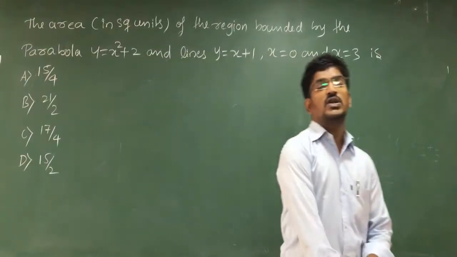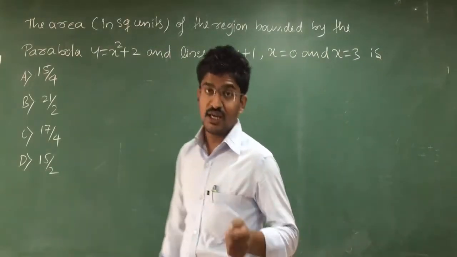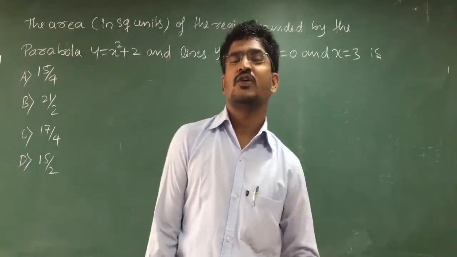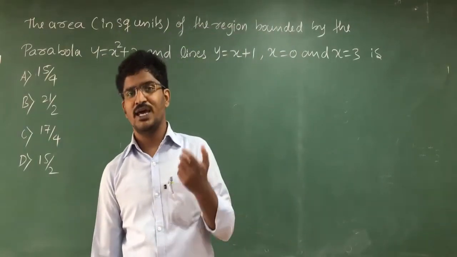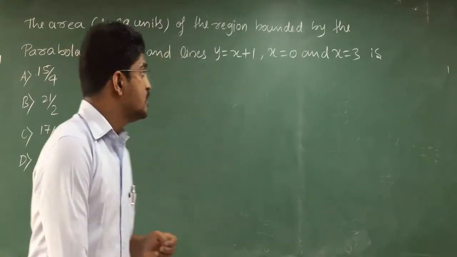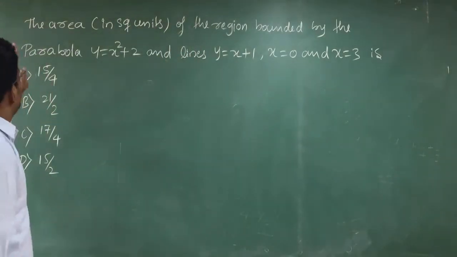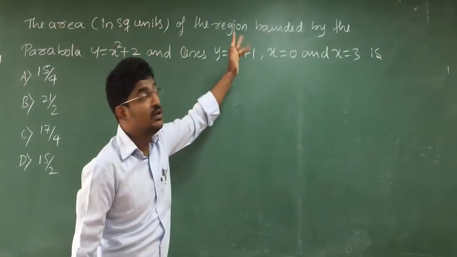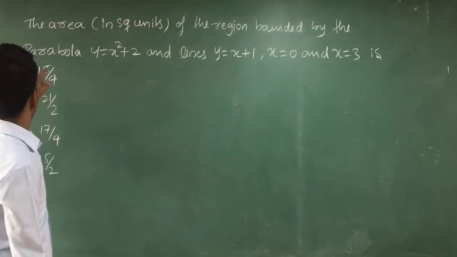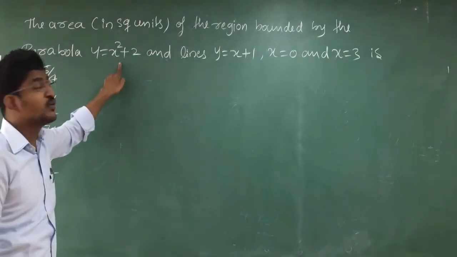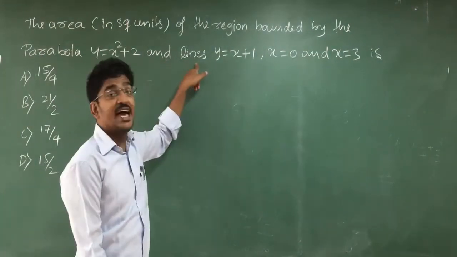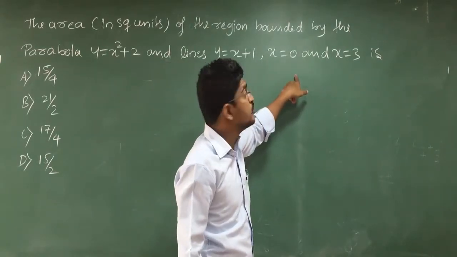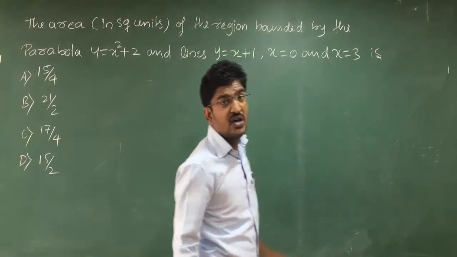Okay students. So now let us go for the next question, that is from application of integrals, or you can also call it as area bounded by the curves. Clear? So here what they are asking, the area in square units, the area of the region bounded by the parabola y equal to x square plus 2 and the lines y equal to x plus 1, x equal to 0 and x equal to 3.